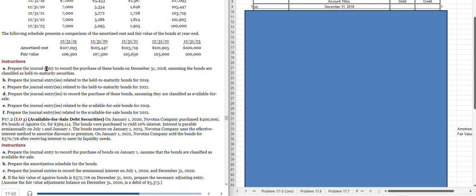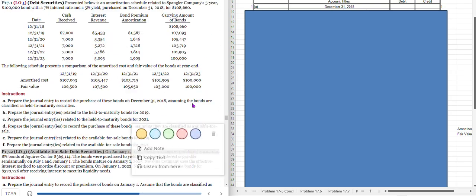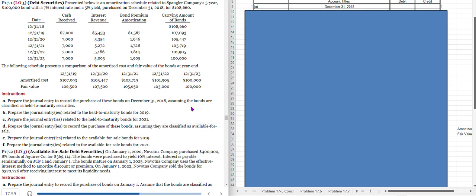A. Prepare the journal entry to record the purchase of the bonds on December 31st, 2018, assuming the bonds are classified as held to maturity securities. So we had a cash outlay of $108,660. That's a credit to cash. And in return, we got a debt investment in bonds. So we're going to debit debt investments for $108,660. We're going to credit cash for that same amount.